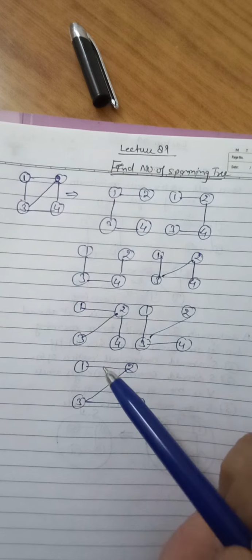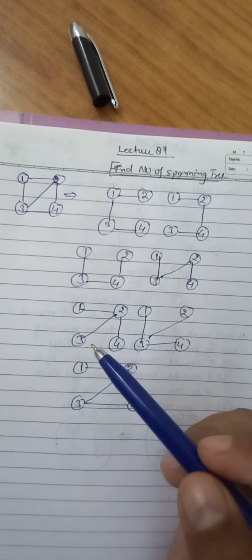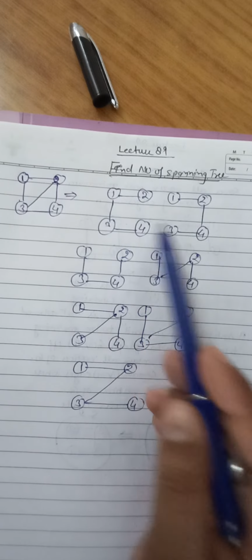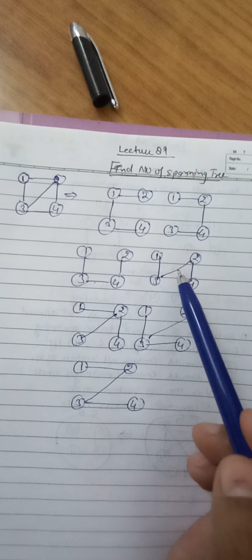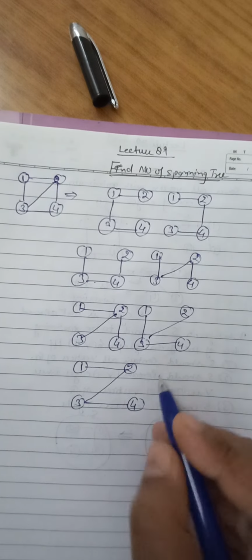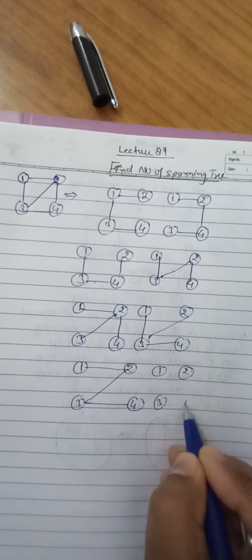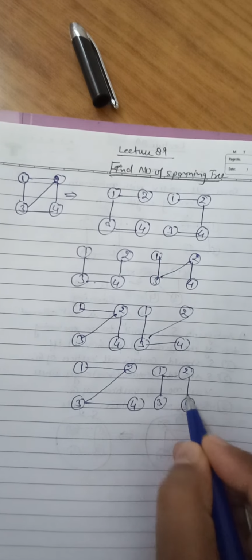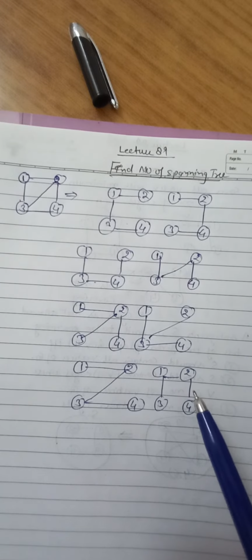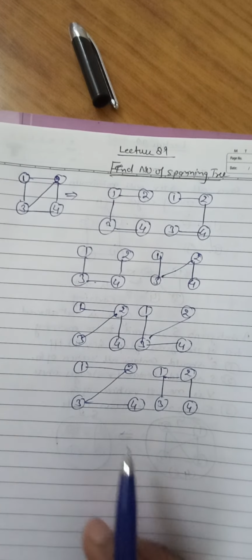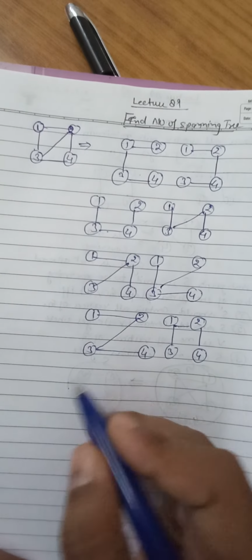All are covered. 1, 2, 3, 4, 5, 6, 7, and 1, 2, 3, 4, and 1, 2, 3, 4, like this. So total how many? 8. All are covered now. So how many spanning trees can be possible with this graph? 8. So we can suppose like this.